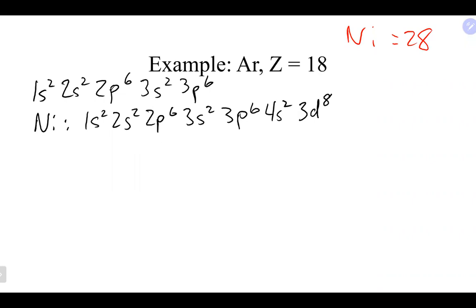So again, that is a very common mistake people make. They've got to go to the 3d, then the 4s. Again, in terms of filling, the 4s orbitals are lower in energy than the d's, so they will get those electrons first. Any question on any of those two? Yeah.